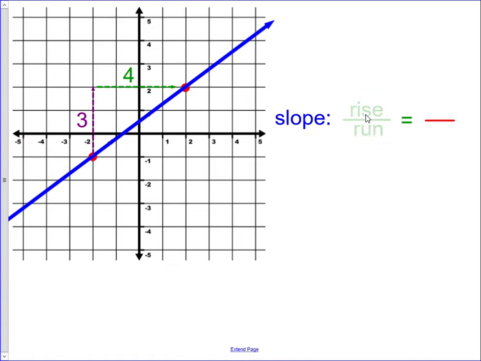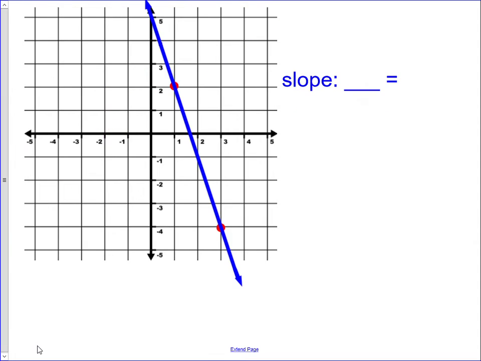Remember, slope is always written as rise over run. Well, our rise was a positive 3 because we went up 3. And our run was 4 to the right, so that's a positive 4. So the slope of this line, the steepness, the rate of change on this line, would be up 3 over 4, up 3 over 4, and it would continue like that. So let's take a look at another one.